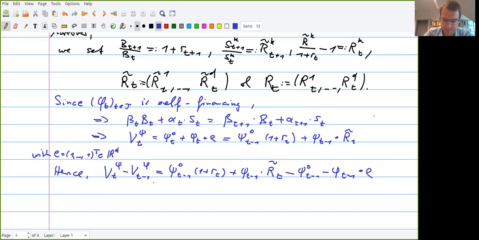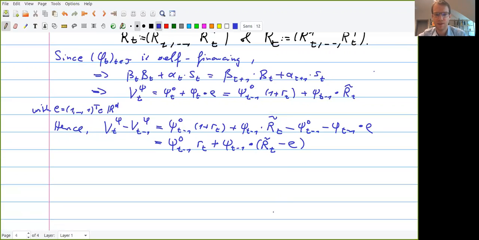And now, what can I do? I can pull out C0 at time t minus 1 and these are canceling. So I have C0 at time t minus 1 multiplied with R_t. So that's so nice. Plus, and then I have C at time t minus 1, scalar product with R tilde t minus the vector E.